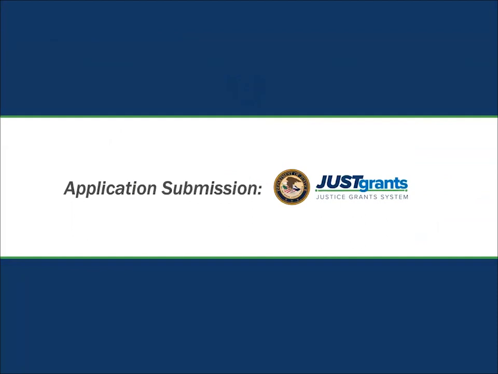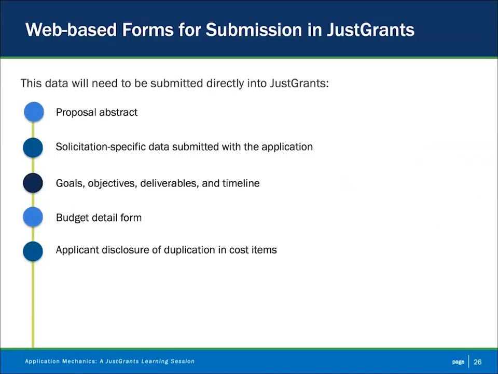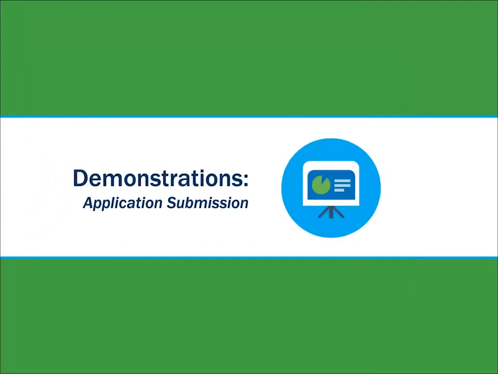So now that we've gone through what to do in Grants.gov, we will now talk about the steps for JustGrants. There are certain web-based forms that must be submitted directly into the system, such as your proposal abstract and solicitation. For those who are returning users, you will also need to submit your goals, objectives, deliverables, and timeline just like before. Make sure your budget information is included in the budget detail form. And lastly, your disclosure of duplication and the cost item. Now I will turn it over to Lisa Hartman, who will walk us through the steps in JustGrants about application submission.